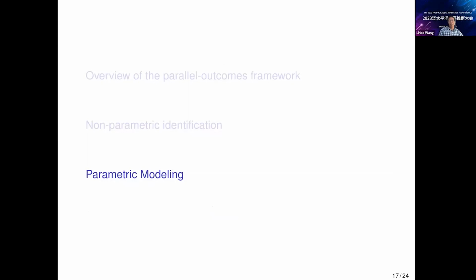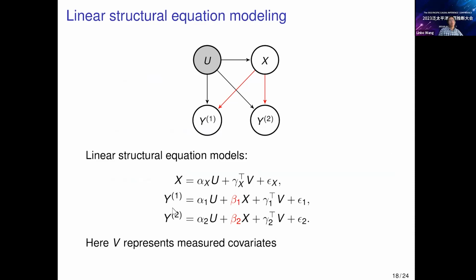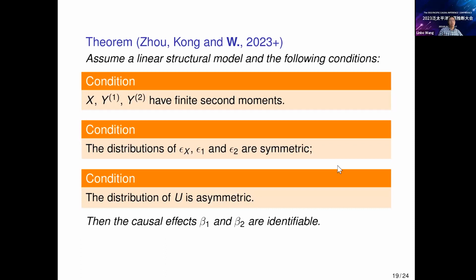Okay, so now that we have these non-parametric results, we can try to make our life a little bit easier by making some additional parametric assumptions. In particular, I'm going to assume a sequence of linear structural equation models relating my treatments and these outcomes. In this case, the parameters of interest will be beta 1 and beta 2 in these structural equation models, denoting the effect of X on Y. We show that under some additional conditions, these causal effects will be identifiable. And I will explain the meaning of these additional conditions in the data example.